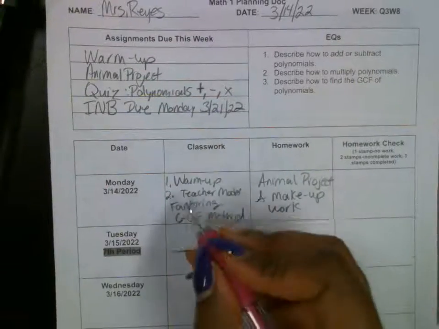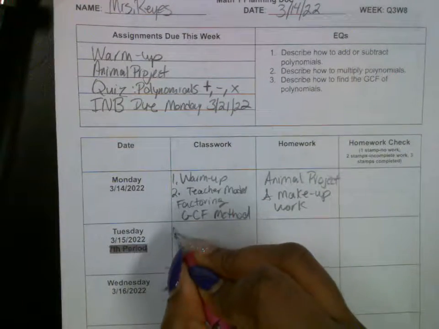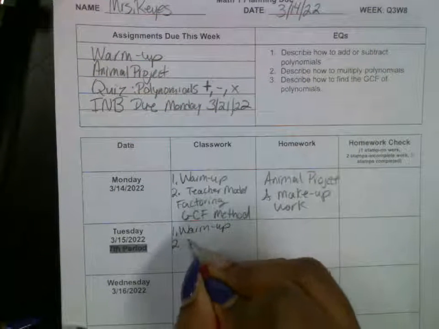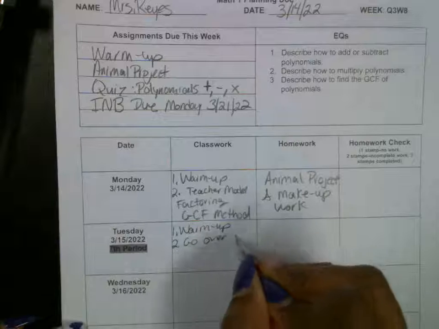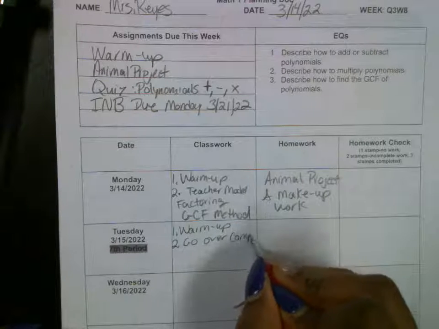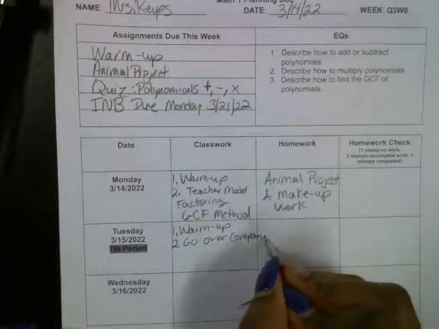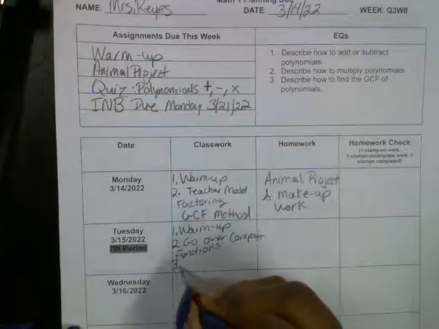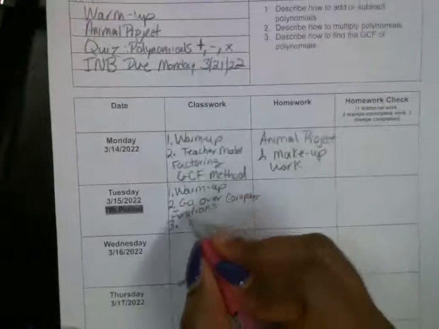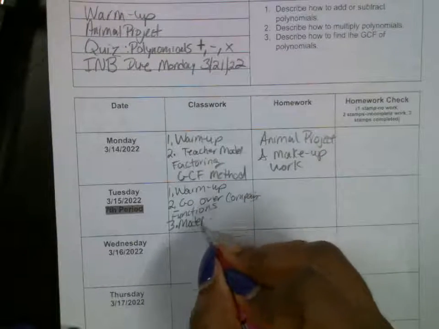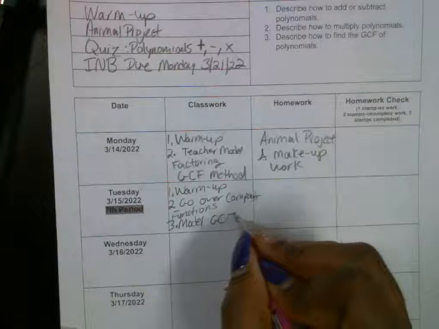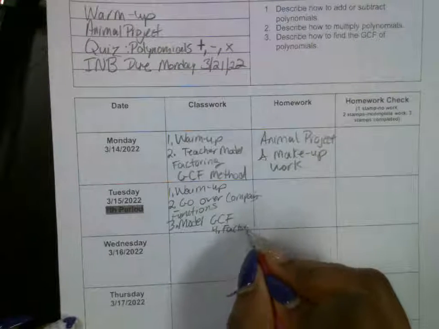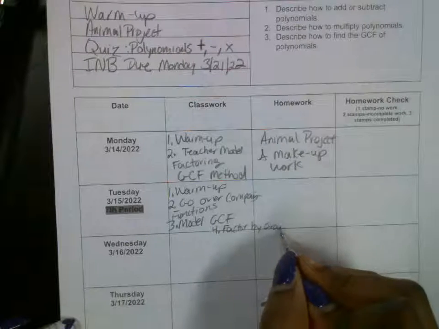All right. So today is Tuesday, the 15th. We've already completed the warm up. I'm going to go over comparing functions, just a quick review of that. Then I'm going to model again GCF, and we're going to do factor by grouping today.